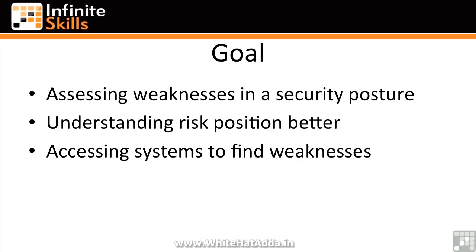So what are the goals of penetration testing? Well, the goals would be to assess weaknesses in an organization's security posture. You want to figure out where they're vulnerable so they can go fix these problems. You want to help them understand their risk position better and what they can or may be able to do to mitigate those risks. And ultimately, you want to be able to access systems in a particular way to find weaknesses. So those are really the goals of penetration testing.